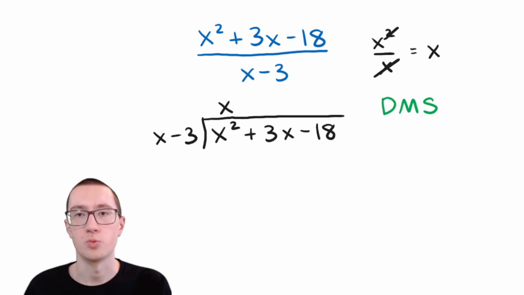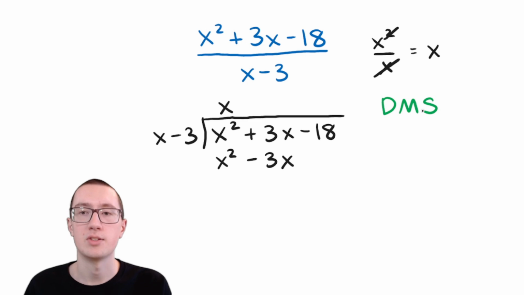Now we're going to do step 2, which is multiplying. We're going to multiply the x to both the x and the minus 3. First we do x times x, which is x squared. Then we do x times minus 3. Remember, the minus signs always stay. So x times minus 3 is just minus 3x. We can't multiply a number and a letter, so it stays the same.